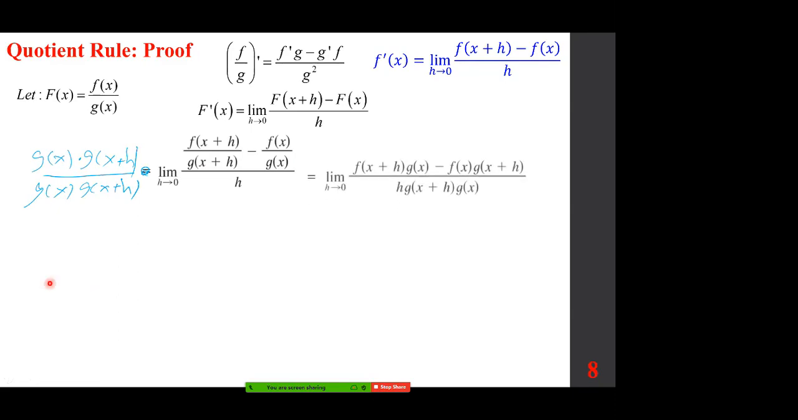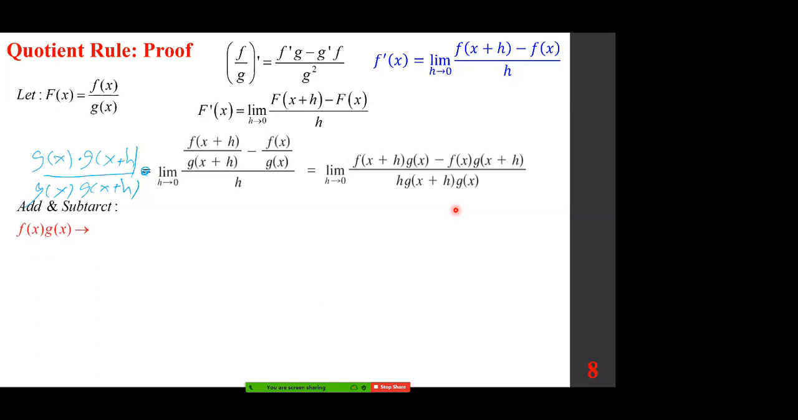It becomes a simple fraction. The top becomes f of x plus h times g of x minus f of x times g of x plus h, and the bottom has h and also gets these two factors. So h times g of x plus h times g of x. Now, let us again use a trick. We are going to add and subtract something. In this case, we're going to add and subtract f of x g of x.